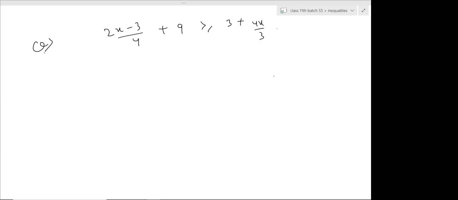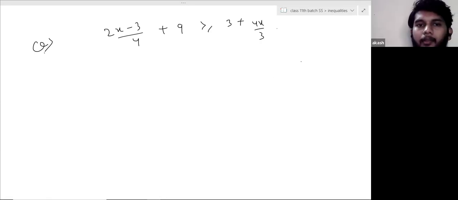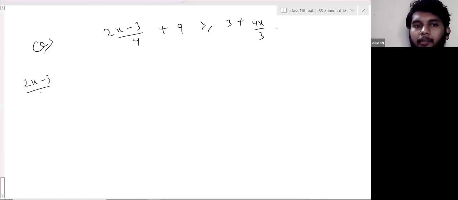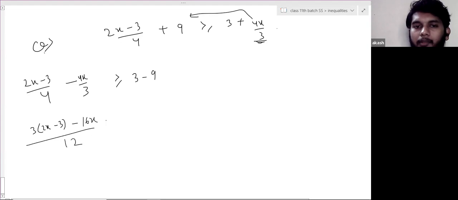All right. Let's see how to solve this. This is (2x - 3)/4. You can bring this to the left side. So minus 4x/3 is greater than or equal to 3 minus 9, right? Now, taking LCM, this is (3(2x - 3) - 16x)/12 is greater than or equal to minus 6. This is 6x minus 16x is minus 10x, and minus 9 upon 12 is greater than or equal to minus 6.